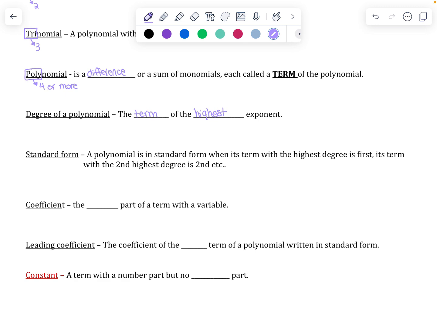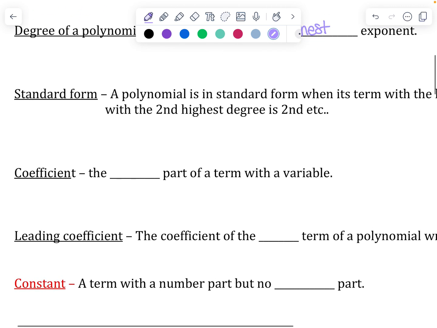Talking about coefficients, the coefficient is the number that is in front of that specific term with the variable. So it's just the number. You're never, ever going to include the letter or the variable. The leading coefficient is the coefficient of the first term. So literally the first number you see when your polynomial is in standard form.